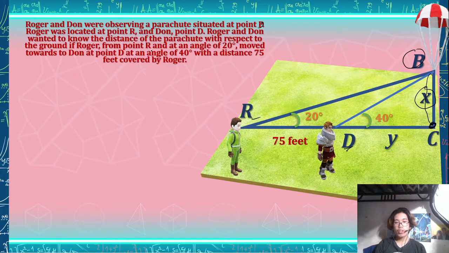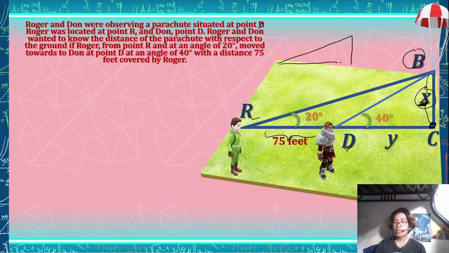From point R, Roger, at an angle of 20 degrees, moved towards Don at point D at an angle of 40 degrees. And Don was standing at an angle of 40 degrees looking at the parachute, with a distance of 75 feet covered by Roger. So these are our additional information. We need to find the value of x. So how can we solve for the value of x for this one?